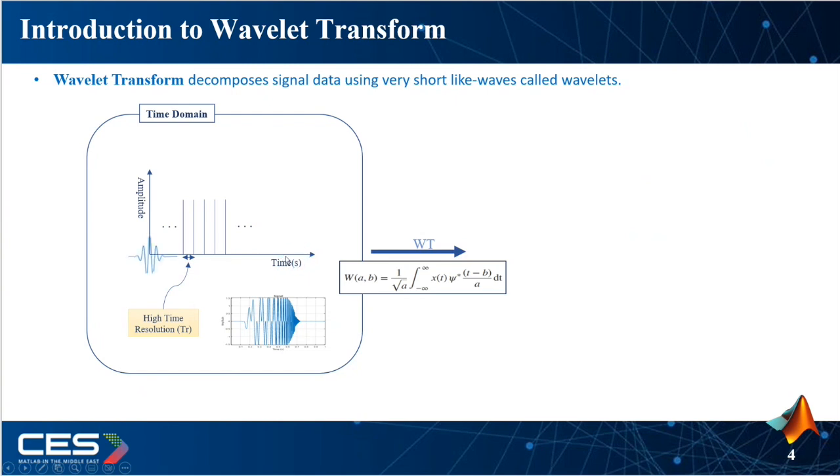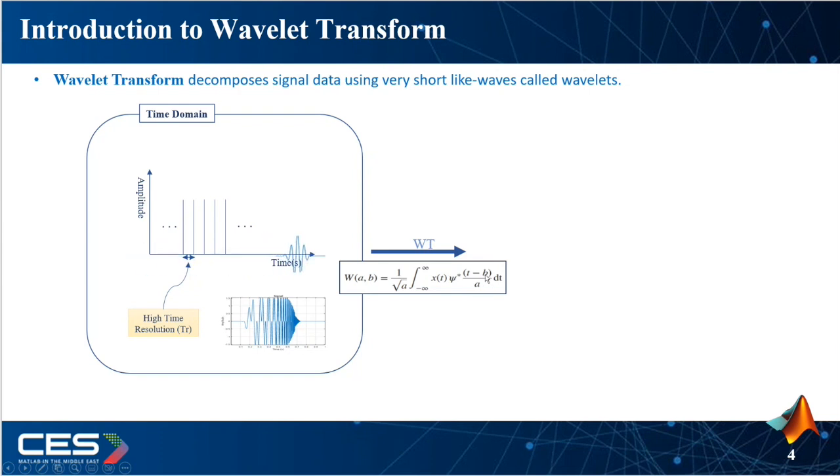As you can see here, I have this animation. So this is a wavelet. And what we do here is convolve the signal with it at different scales and time translations, or time locations. And this is the equation of it.